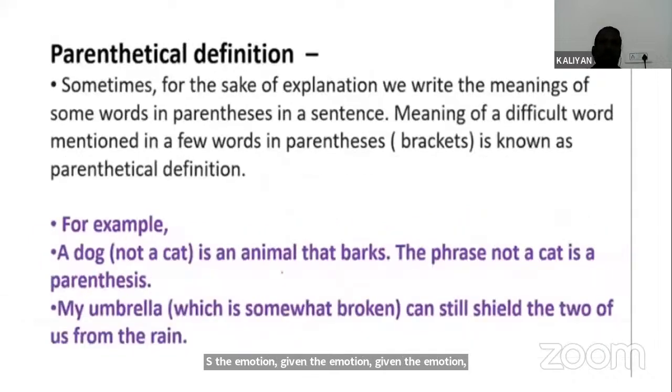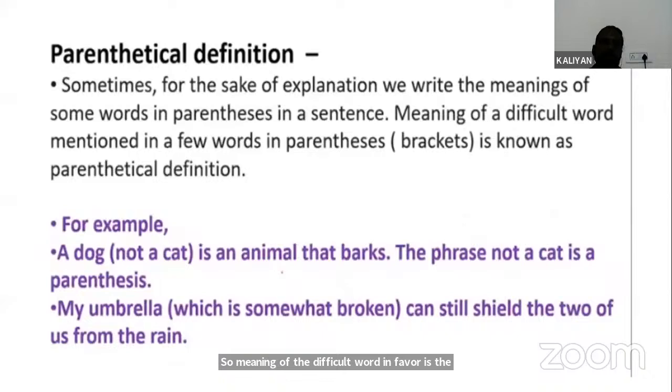And next is the parenthetical definition. Sometimes for the sake of explanation, we write the meaning of some word in parentheses in the sentence. So the meaning of the difficult word is put in parentheses, in brackets.